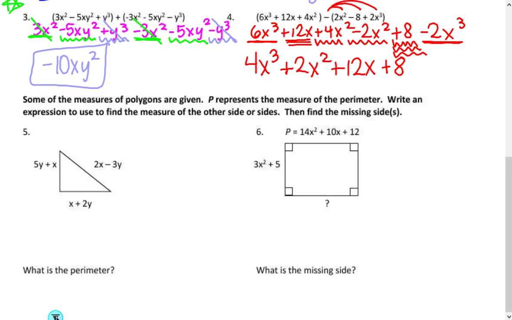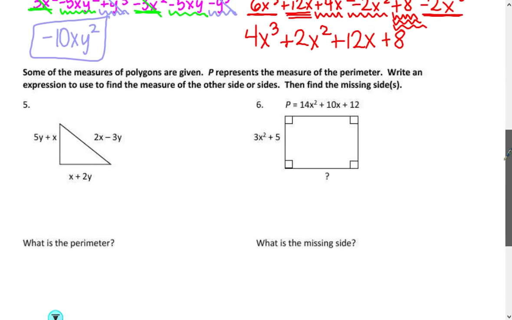All right, shimmying down a little further. Whoa, that was too far. All right, here we go. Some of the measures of the polygons are given. P represents the measure of the perimeter. Write an expression to find the measure of the other side or sides. Then find the missing sides.